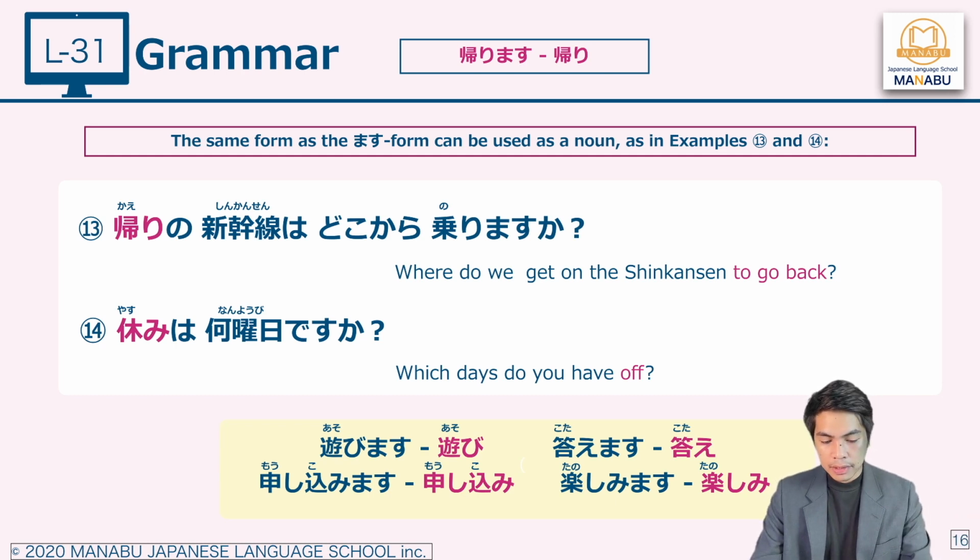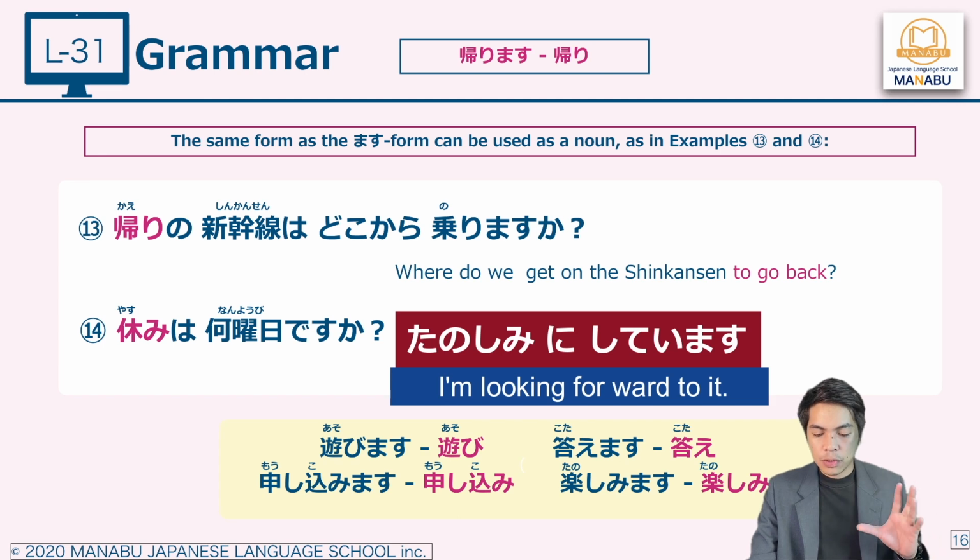Some examples of the verbs, if you remove the mas, they become nouns. Like asobimas, it will become asobi, which means play. Kotaimasu means to answer, and kotai is the answer. Moshikomimasu means to apply. Moshikomi means application. It's a noun. And tanoshimimasu means to enjoy, to have fun. Tanoshimi means enjoyment. So just like the sentence, tanoshimi ni shite imasu, I'm looking forward.